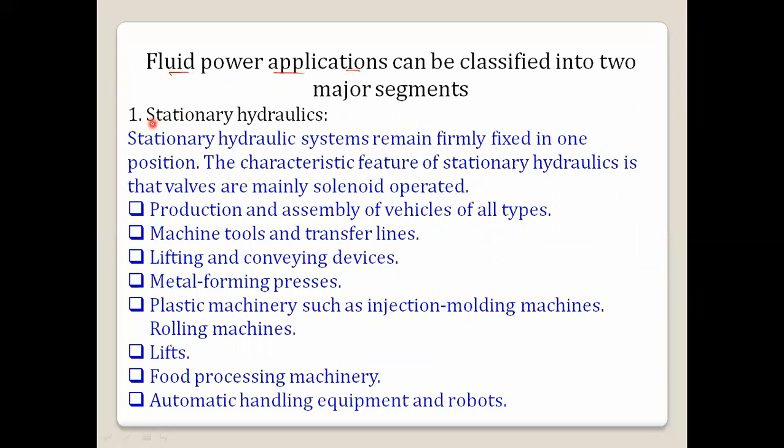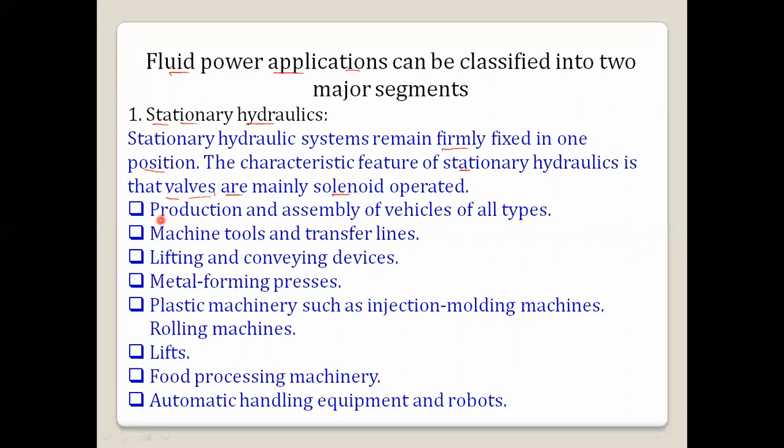They can be categorized into two major segments. First is stationary hydraulics. Stationary hydraulic systems are firmly fixed in one position, so that's why we call it stationary hydraulics. The characteristic feature of stationary hydraulics is that the valves are mainly solenoid operated. This topic we will study under unit number 3, where we will be completely studying only valves.